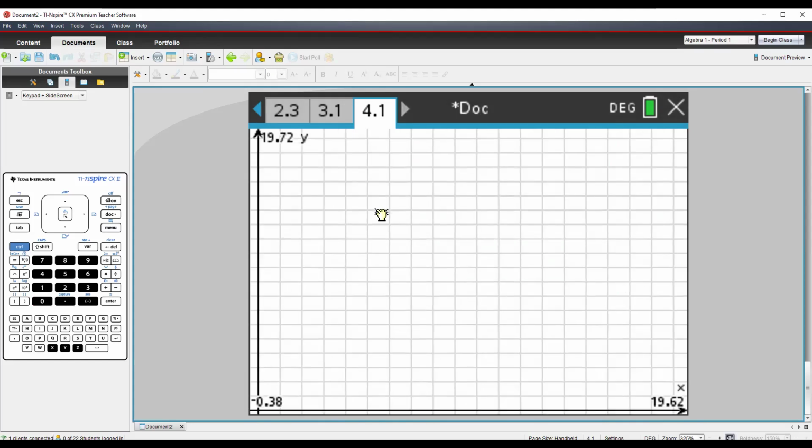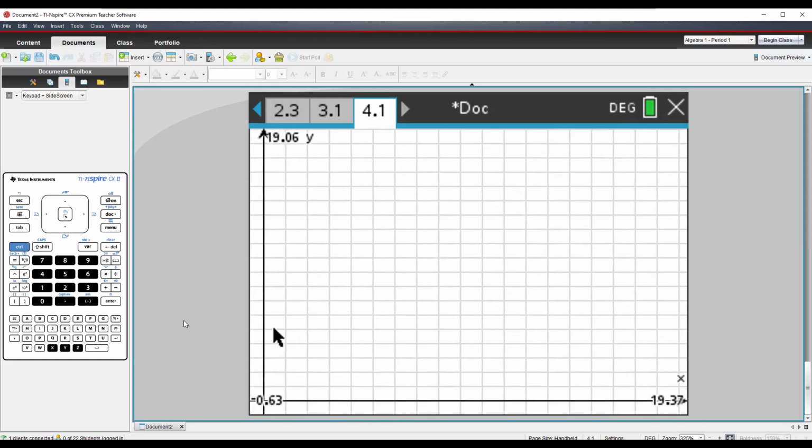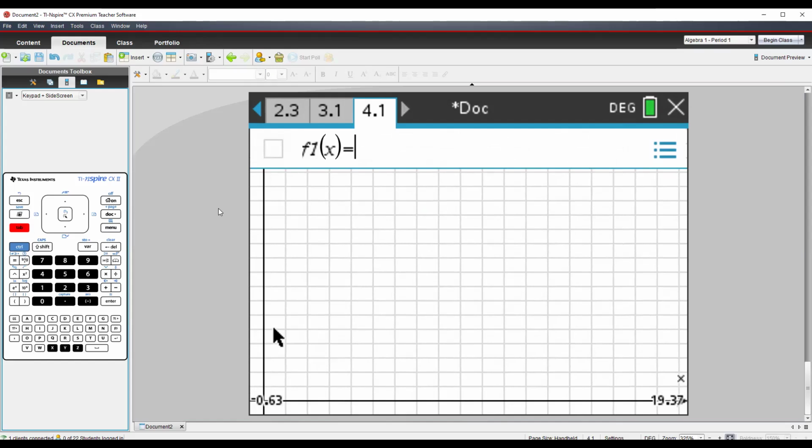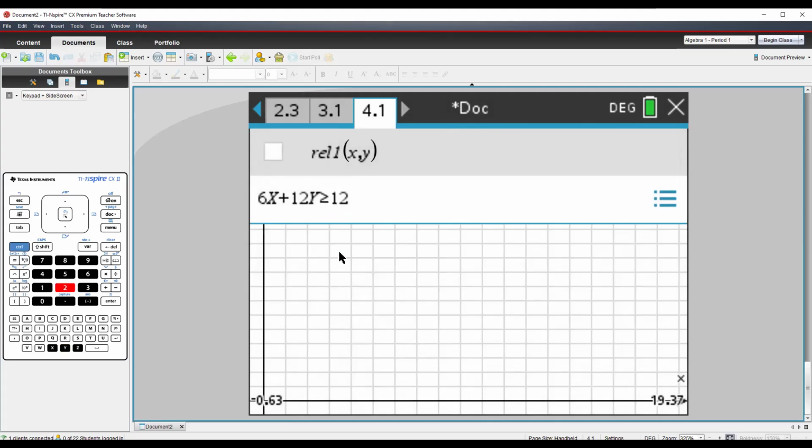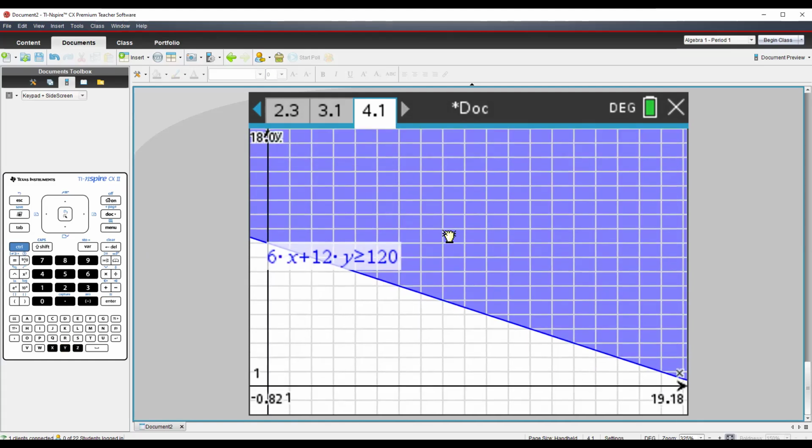Now I'm going to move this over just a little bit so you can see the X and Y axis. Now from here, I am just going to press tab, and I'm going to enter the first inequality, and I have to make this a relation. So I delete the equal sign and I use option 6, and now I'm just going to type in my inequality. 6X plus 12Y is greater than or equal to 120. Okay, now there is my equation. Now what I'm going to do is go ahead and get 2 points and plot these. So I'm just going to do menu 51.